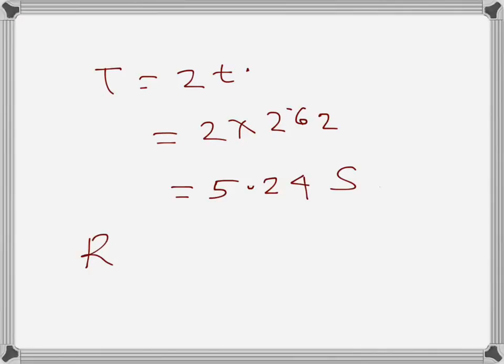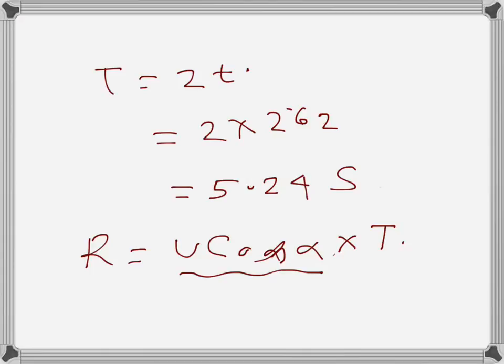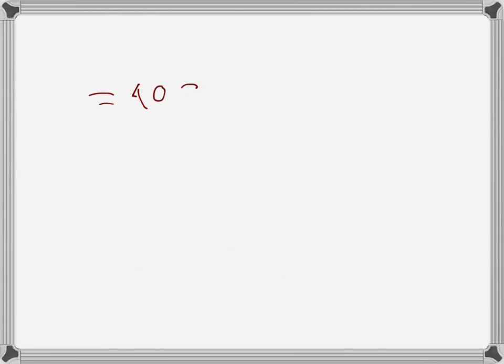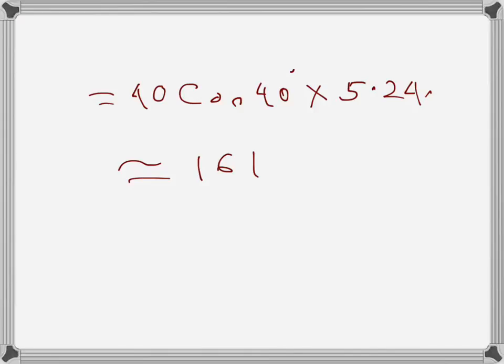Now we need to find the range. If we call it R, it will be u cos alpha, which is the horizontal velocity, which remains constant throughout, times the travel time. That will be the range, which is how far away it falls on the ground. So that will be, of course, 40 cos 40 degree times 5.24 approximately. That's approximately 161 meters basically. So that's the range here.